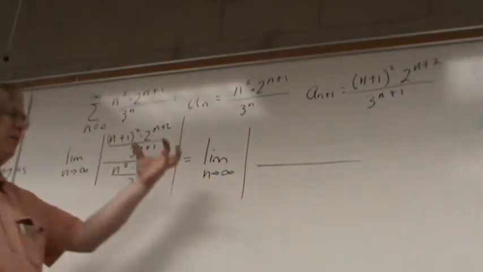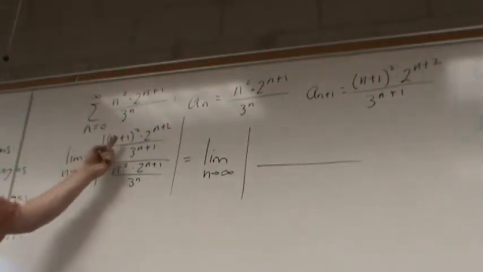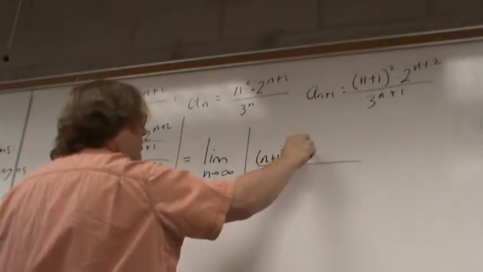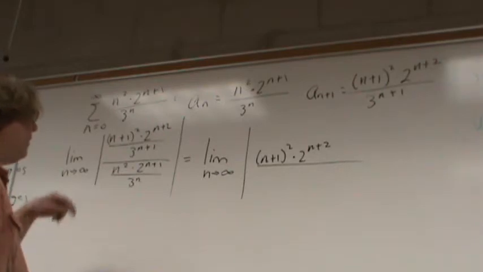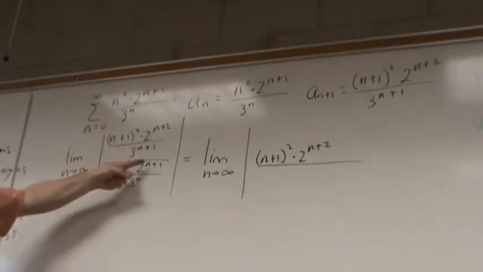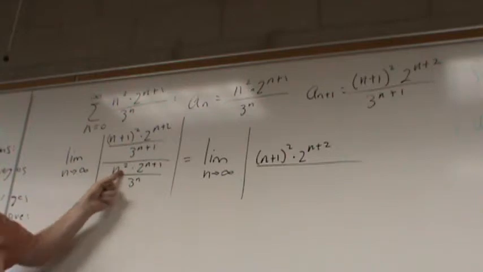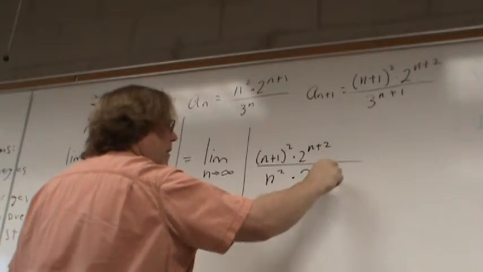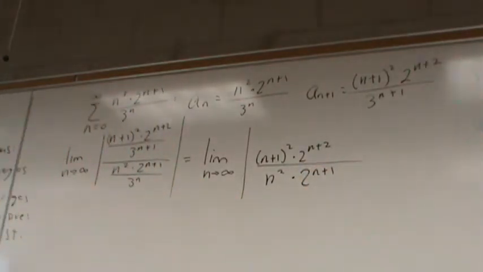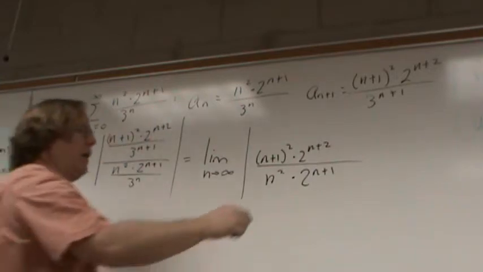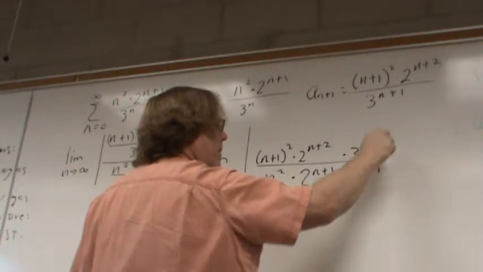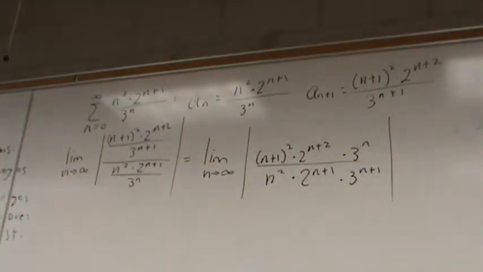But I really like to organize things. Like if this numerator is n plus 1 squared times 2 to the n plus 2, then when I divide and these two guys end up in the denominator, I want this guy directly under there, and I want this guy directly under there. It just makes it easier for me to see visually. And then this 3 to the n is going to end up in the numerator, and this 3 to the n plus 1 is in the denominator. You guys okay with that? Okay. Here comes some more trickery.